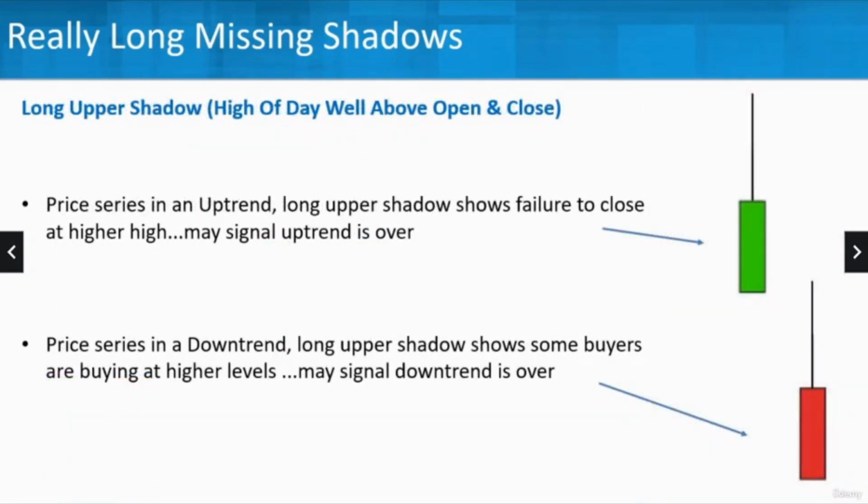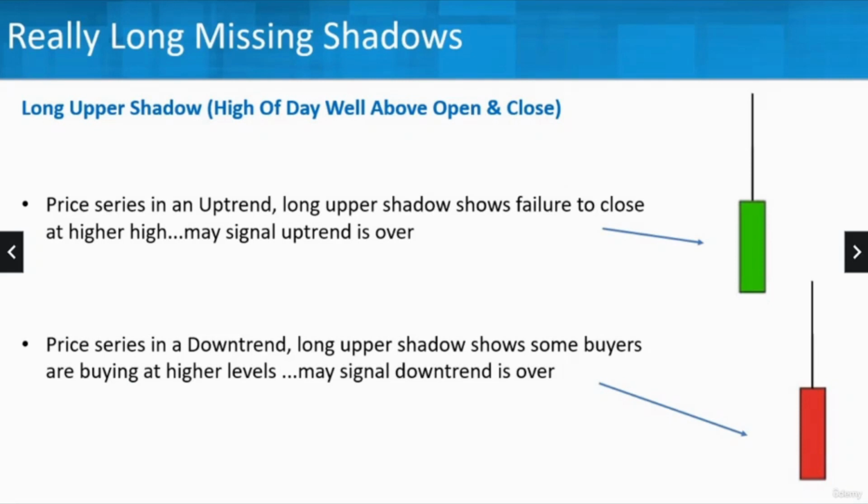So if you have a really long, let's say, long upper shadow, long upper wick, the high of the day is well above the open and close. Remember, it's going to be longer than the real body. So the absolute high of the day is well above what it opened at and what it closed at. So the price series is in an uptrend, right? So think about it, we're going upwards in prices.